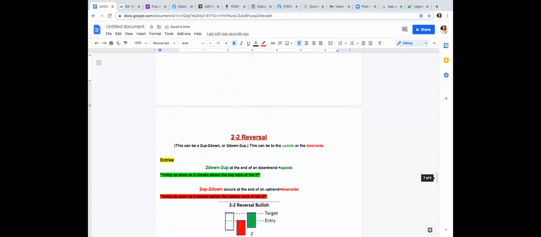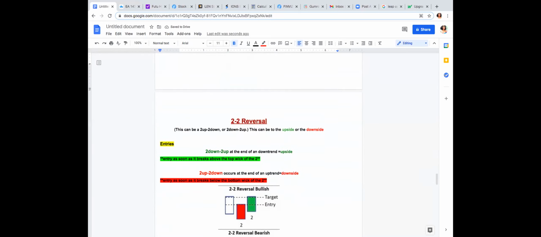So you also have a 2-2 reversal. This can either be a 2 up or a 2 down. I'm sorry, a 2 up, 2 down, or a 2 down, 2 up. This can be to the upside or downside. So your entries for your 2 down, 2 up, that's going to happen at the end of a downtrend. So this is going to indicate that it's going to the upside. And your entry is going to be as soon as it breaks above the top of the 2 candle.